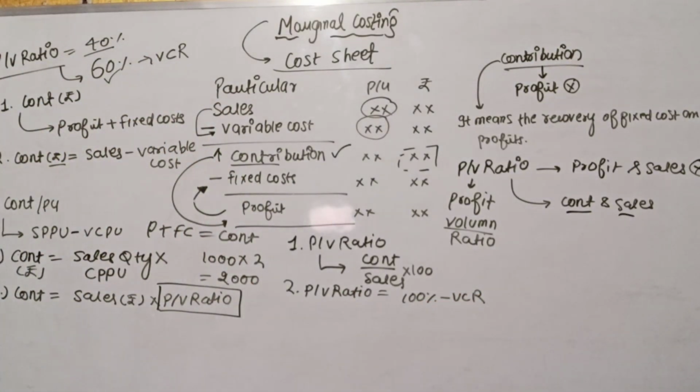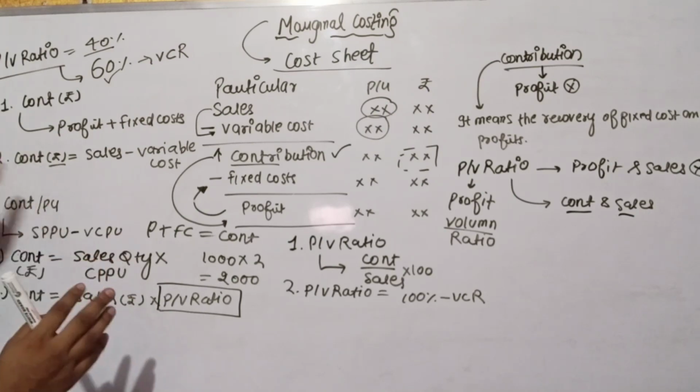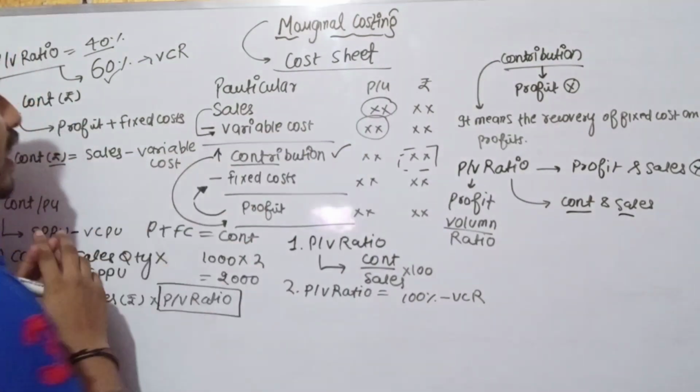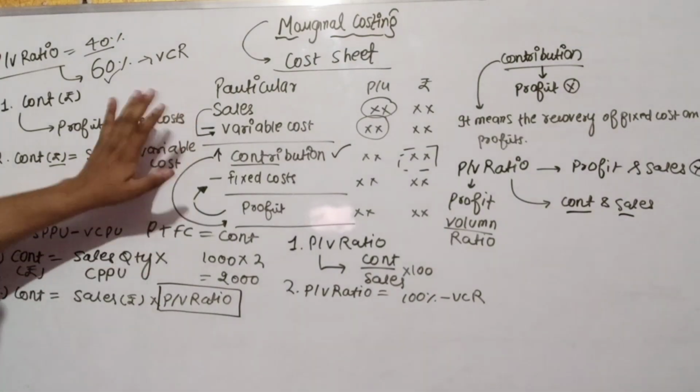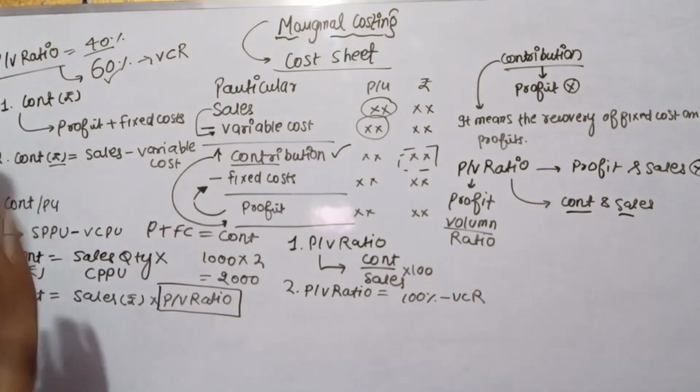So we have generated two formulas easily. You have to remember all the formulas, and the only way to remember them is the logic. This cost sheet tells you everything. As you can see, I have made these 5 formulas and these 2 formulas from this cost sheet only.